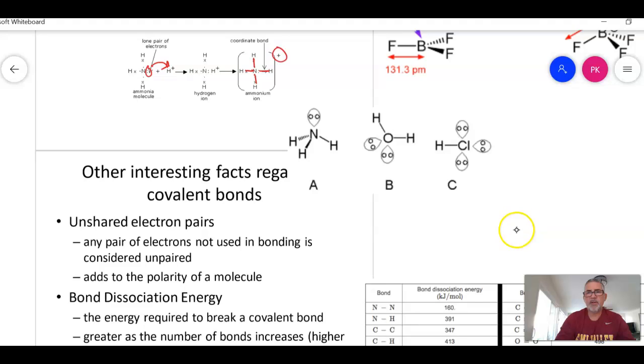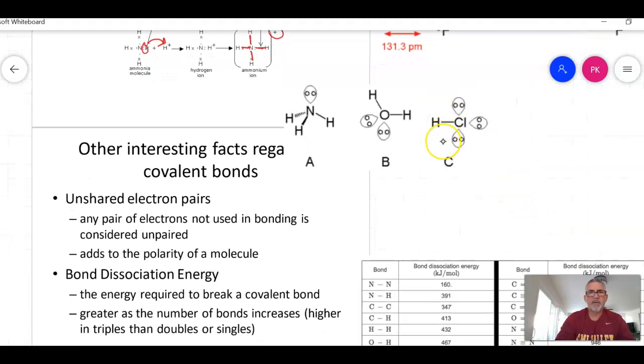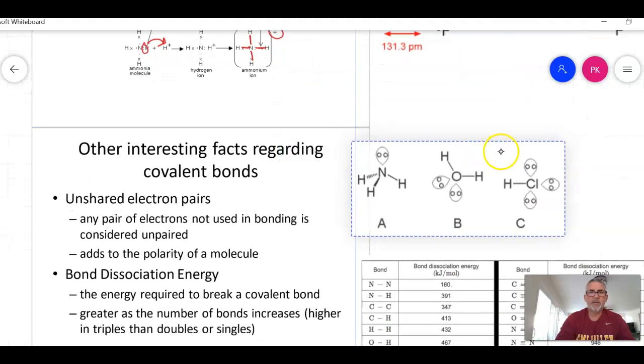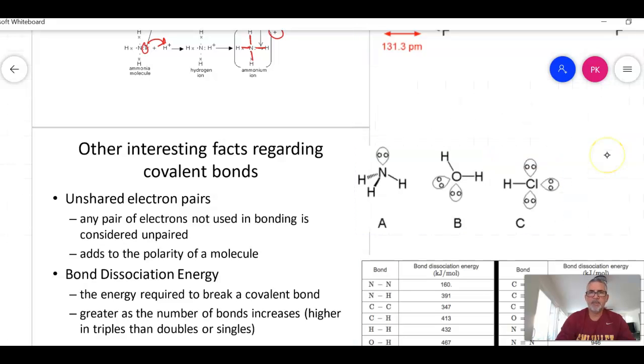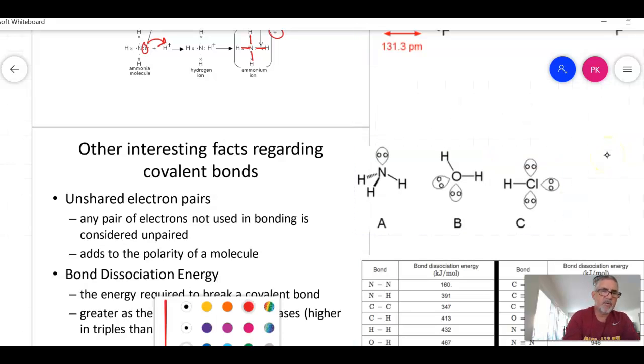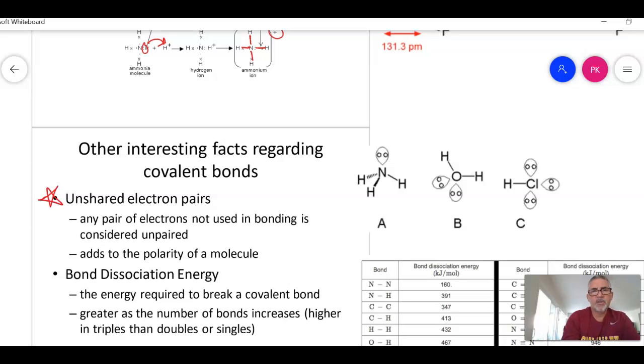Some other interesting facts, right? Unshared pairs of electrons, I've kind of already introduced them a little bit, right? So they occupy a bonding orbital, right? But they're unpaired with another atom or molecule. But they do occupy. So the thing that they do that we're going to talk about next time I talk to you is they add to the polarity of a molecule.